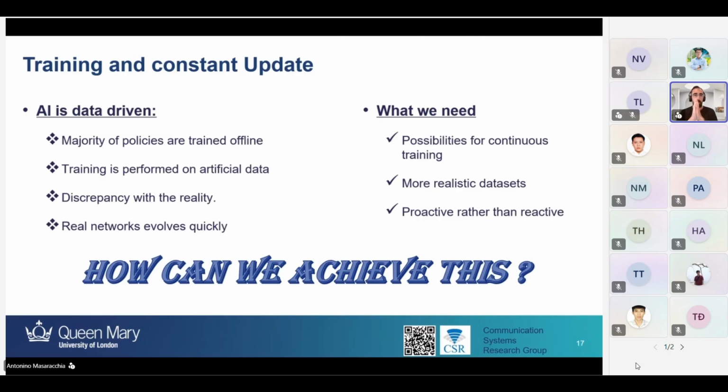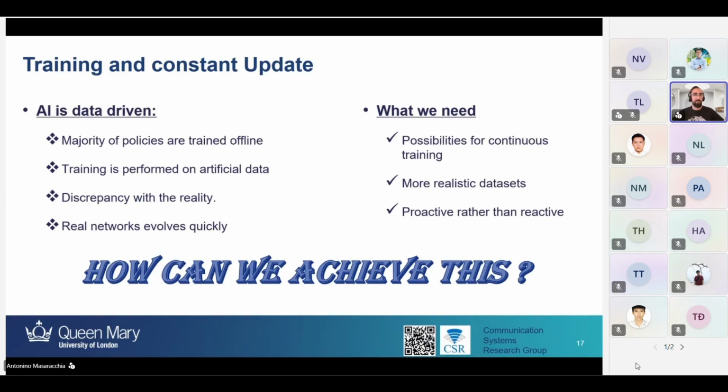AI is data driven. So the main target is, as we said, that we need to introduce AI. So what do we need to introduce AI? First of all, the training so far is done offline. So we train our AI on data that has been gathered before, and this data is used to train the AI system.